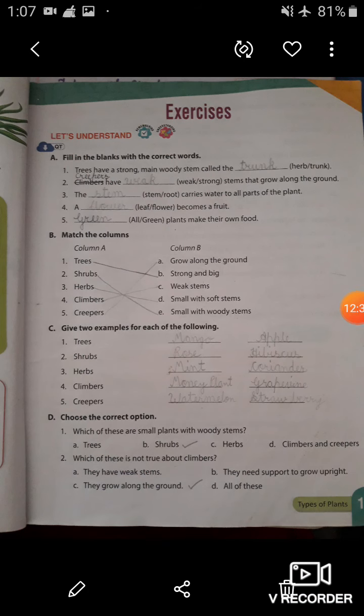Now students, the remaining exercises of this chapter we will revise in our next video. You have to complete this in your book. Your writing should be neat and clean, and you have to learn the hard words and the exercises from this chapter.